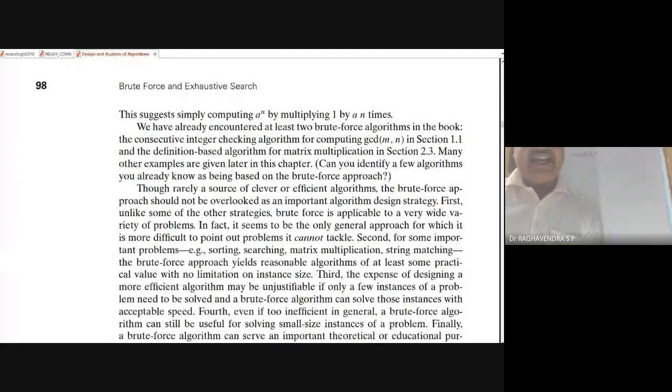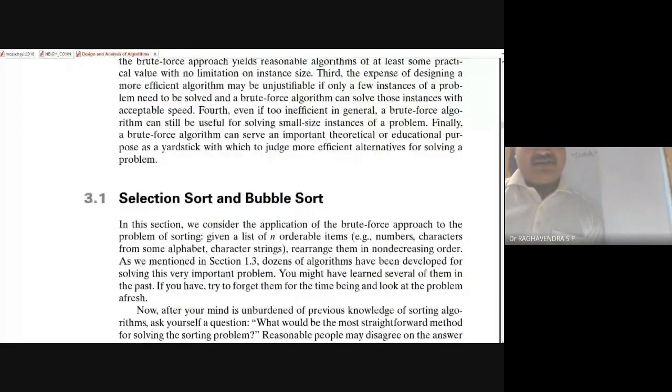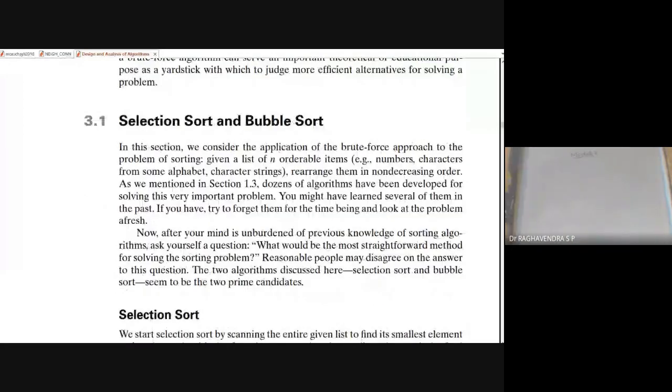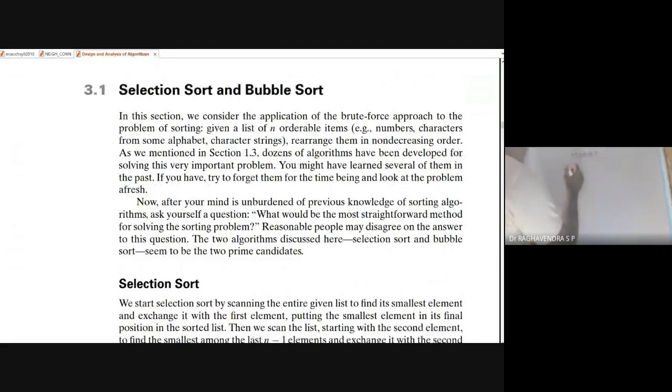So now we will take an example for selection sort. Okay. So what is selection sort? How does it work? I think I have already explained this in my previous class, the working mechanism of this particular selection sort.